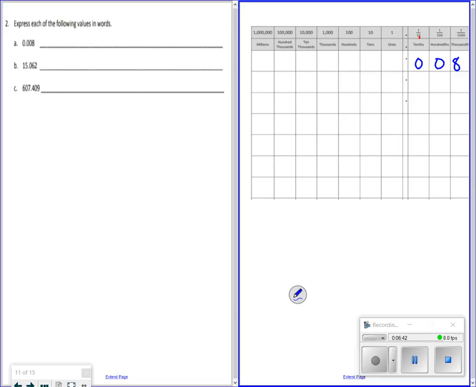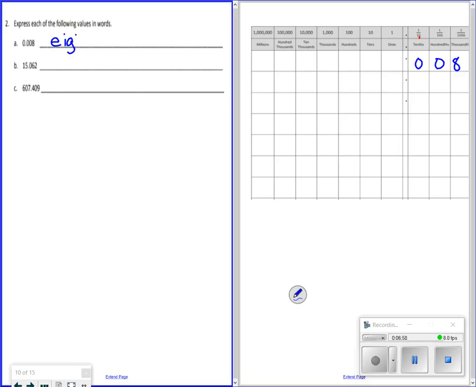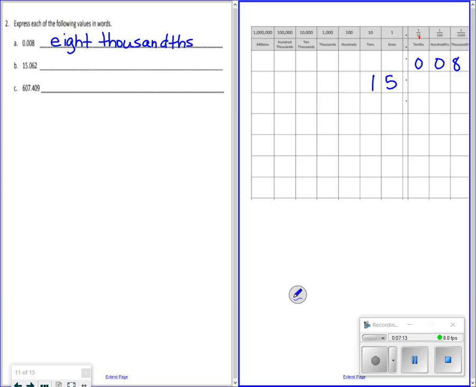So this word form is what? 8,000. That's all it is. So I'm going to write it exactly like it is. 15 with the decimal, a 0, a 6, 2. How would I say that?